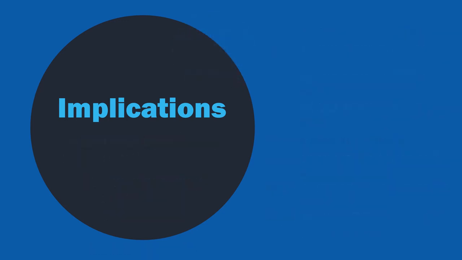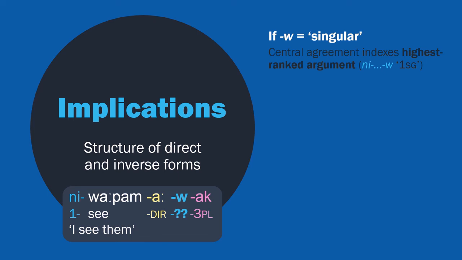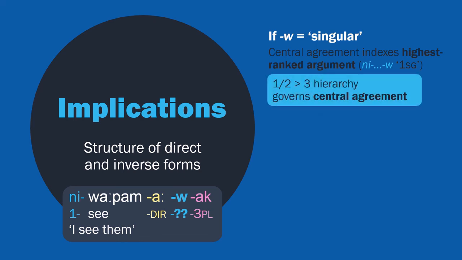One last implication involves the structure of direct and inverse forms. Think about just this one Cree TA direct form, Nwabamawak, I see them. If the W suffix is a singular subject marker, then the central agreement, which is the prefix-suffix combination, as a whole indexes the highest ranked argument. The prefix indexes the first person, and the suffix indicates that the first person is singular. So under this analysis, the Goddard analysis, the person hierarchy governs the central agreement as a whole, the prefix and the suffix together.